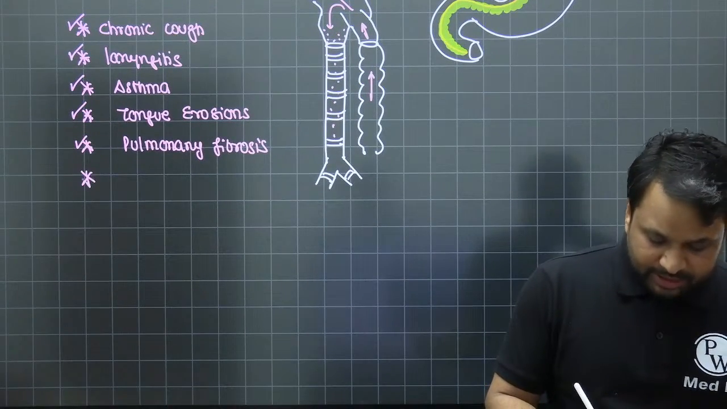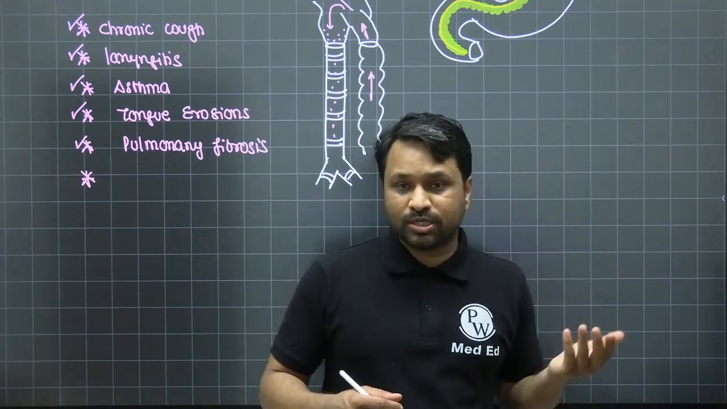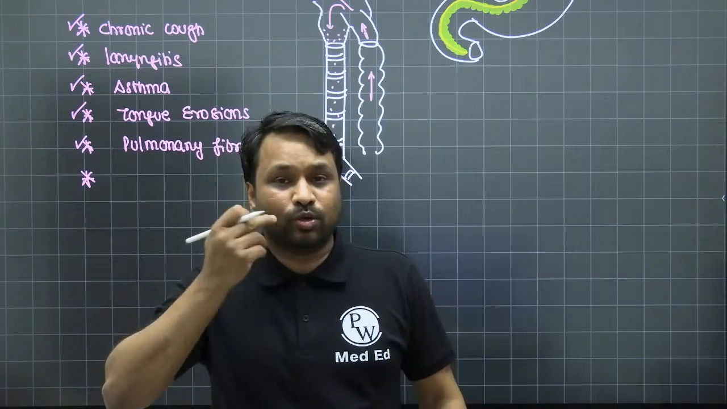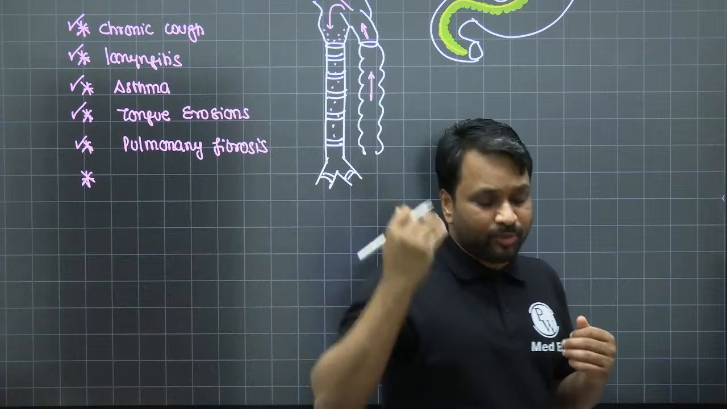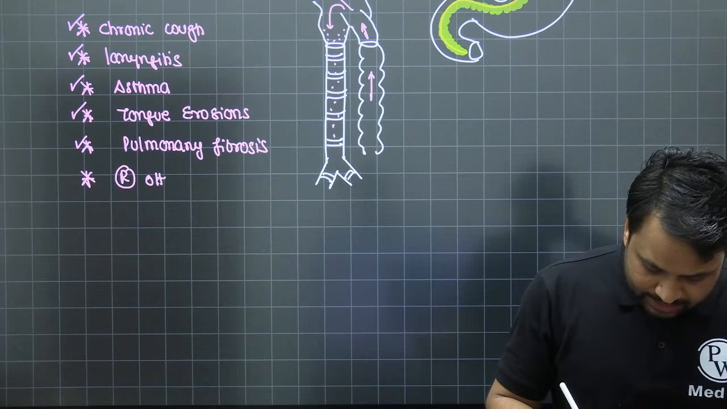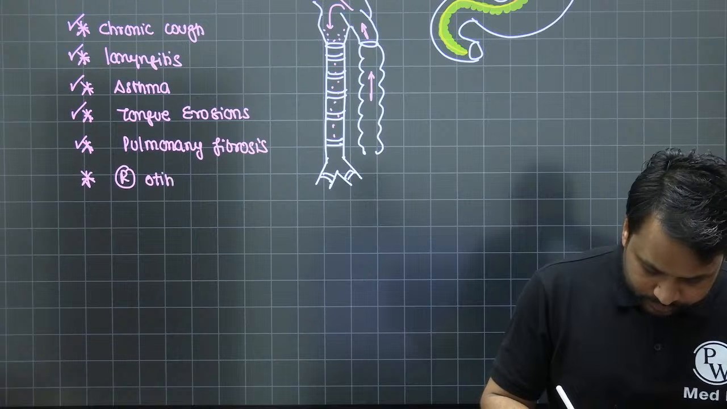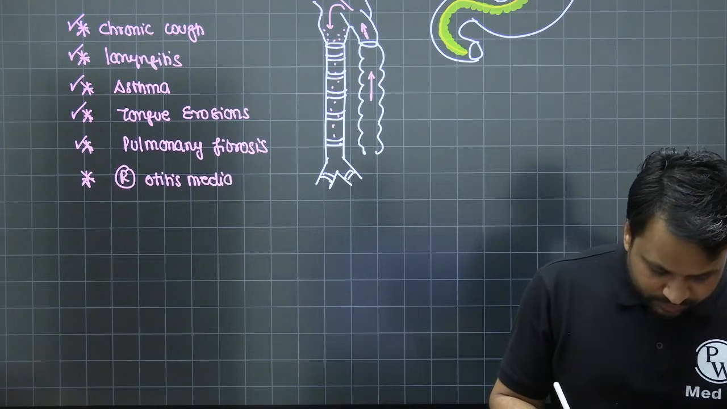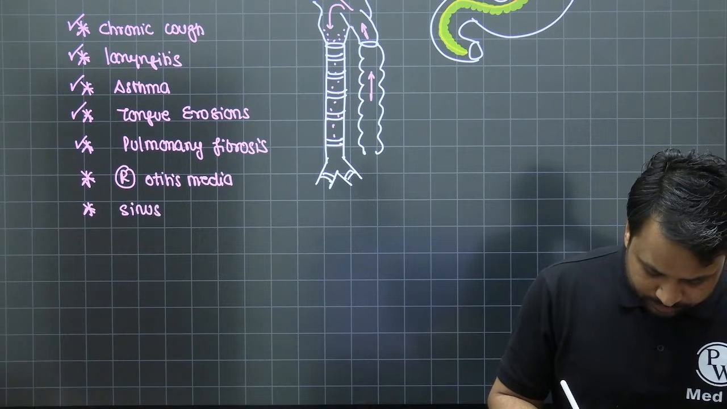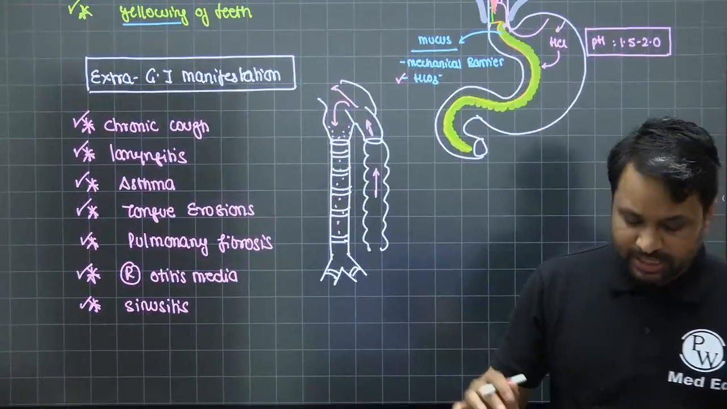The other conditions it can cause: because the larynx gets affected as it goes up, it is going to cause irritation of the nose as well. And you know, the eustachian tube opens from the middle ear into the nose. Obviously that is going to get irritated, hence there will be a middle ear component. So the patient will have recurrent otitis media, as well as sinusitis. Right? So these are the extra GI manifestations.